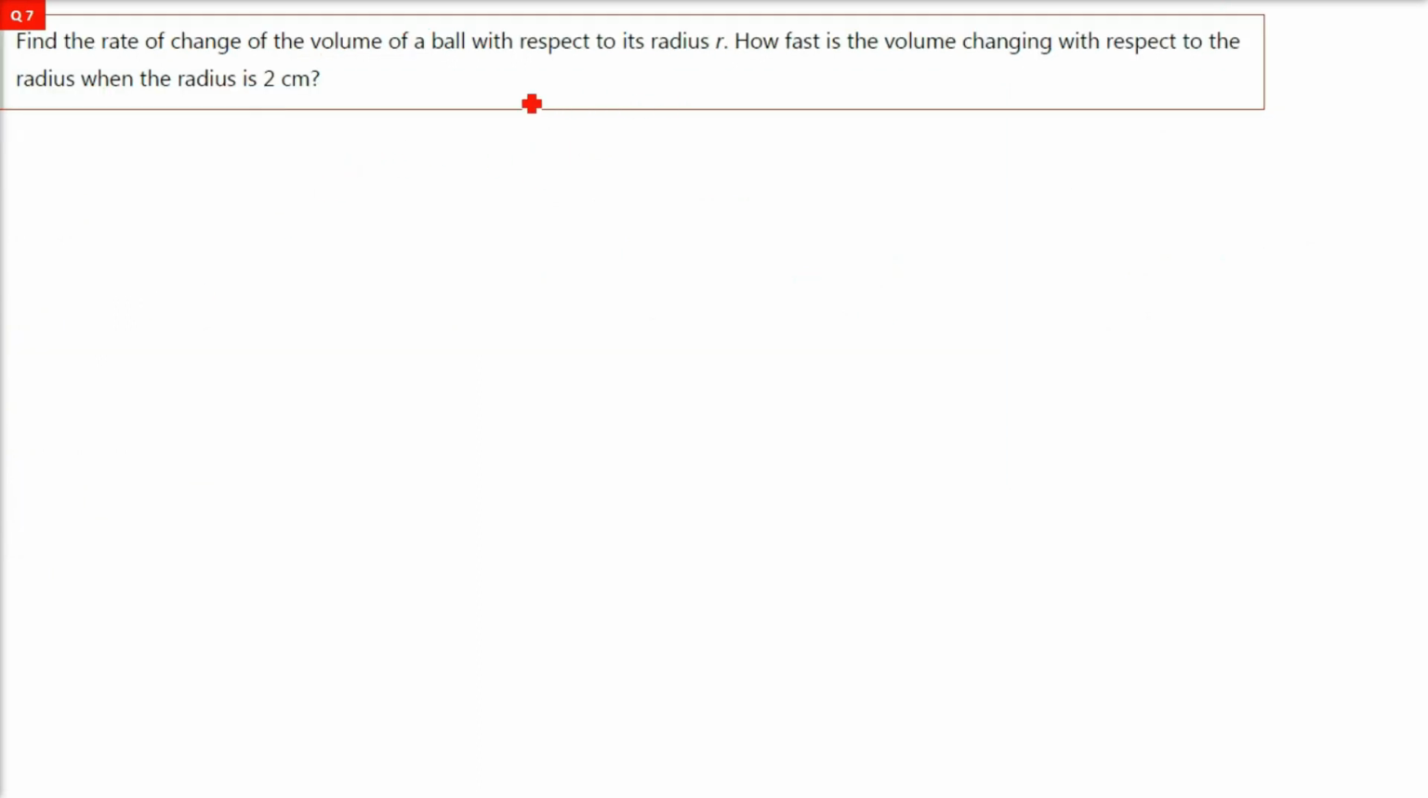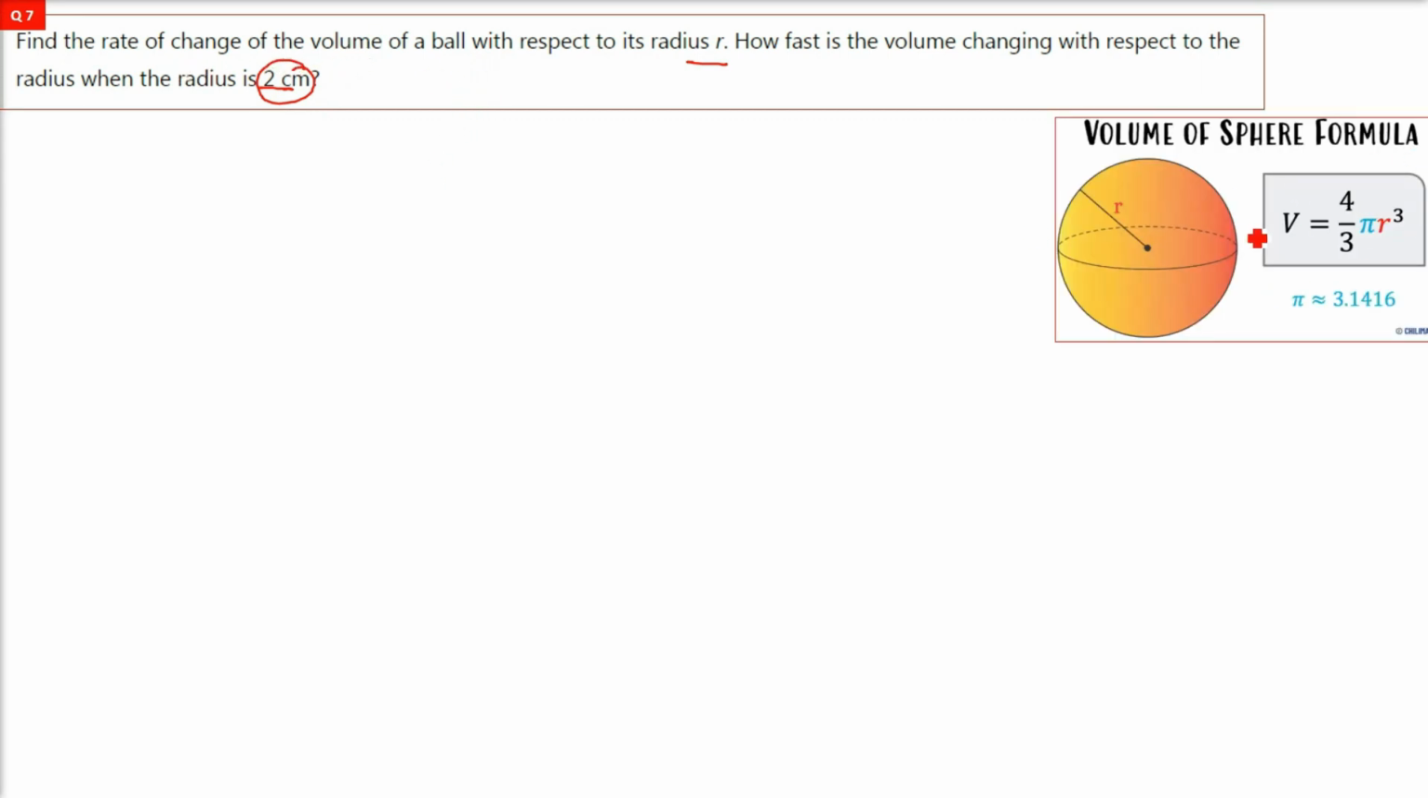Find the rate of change of the volume of a ball with respect to its radius r. How fast is the volume changing with respect to the radius when the radius is 2 centimeters? So whatever we get, we will finally replace r by 2. The volume of the sphere is 4 by 3 pi r cube. So volume is equal to 4 by 3 pi r cube.